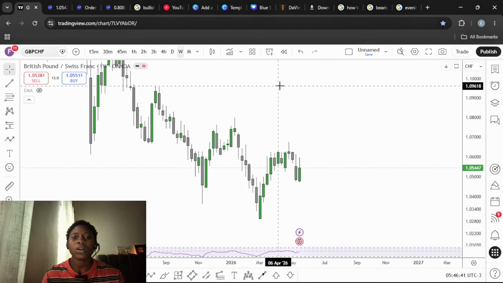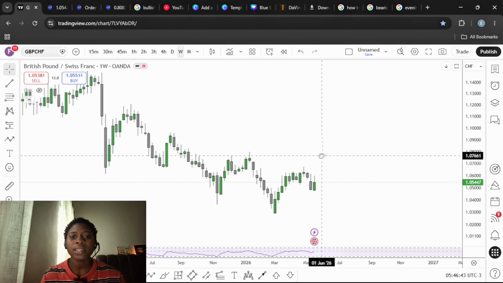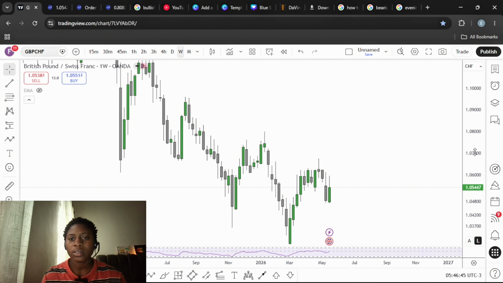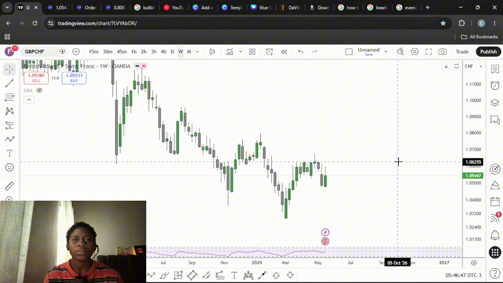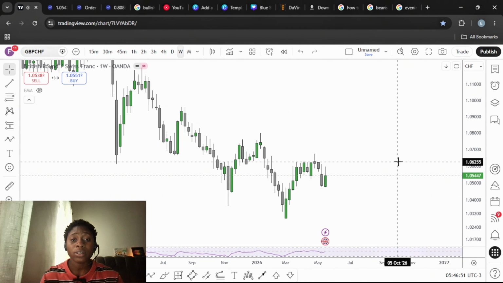So this is the chart, right? When looking at this chart, where do you think price is headed? Just from what I just taught you. If you say downtrend, then you are correct.